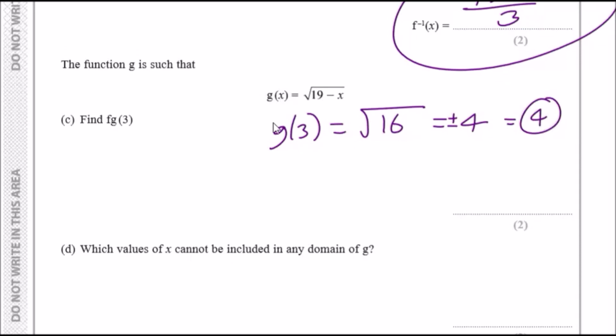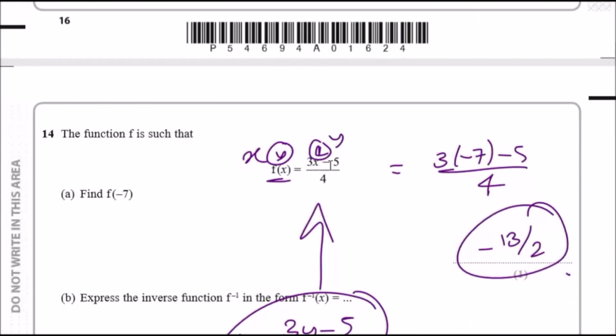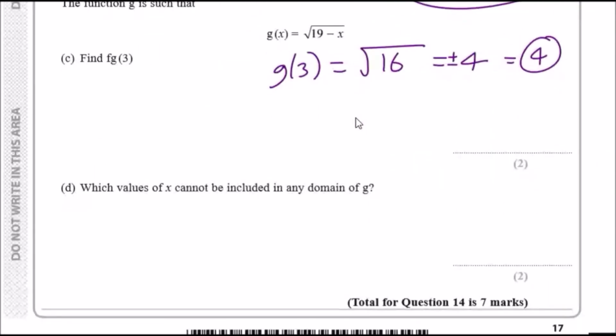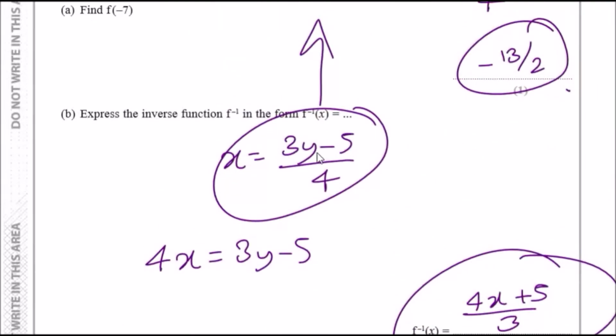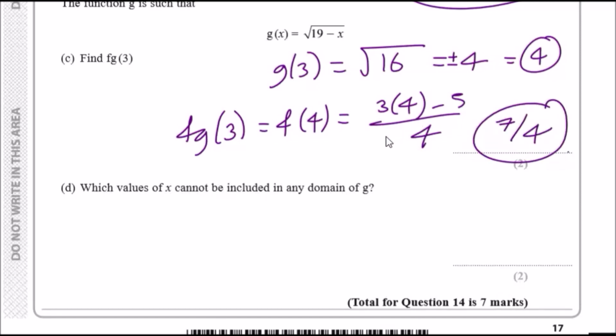Since g(3) is 4, all you do is plug the value 4 into the f function. So go back to f, 3x minus 5, and replace x with 4. So fg(3) is now f(4), which is (3 times 4 minus 5) over 4. That's it. Whatever that is, is your answer. It's (12 minus 5) over 4, and I got 7 over 4. Wait, is that right? Yeah, I think it is. Okay, not bad.